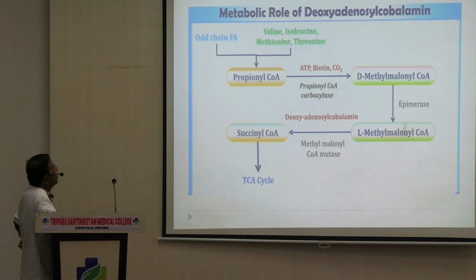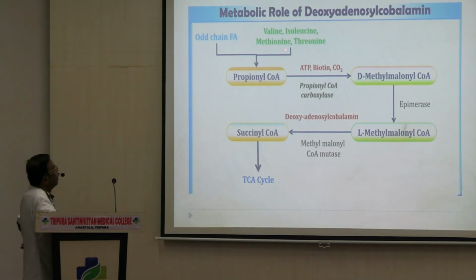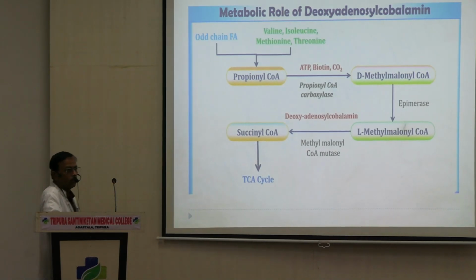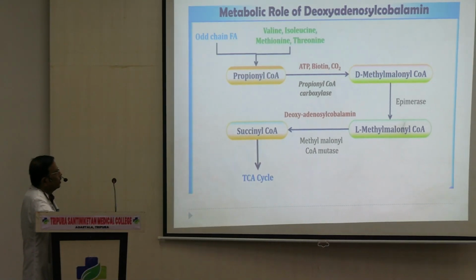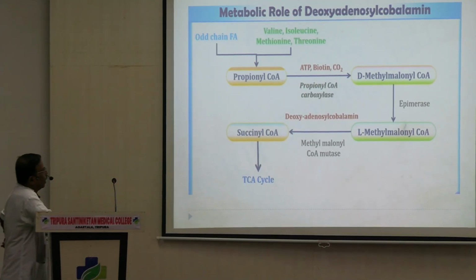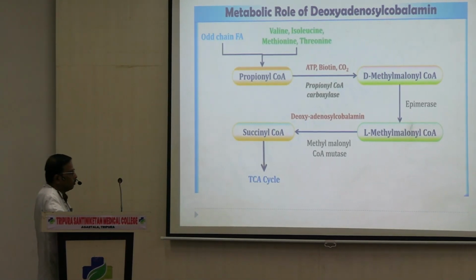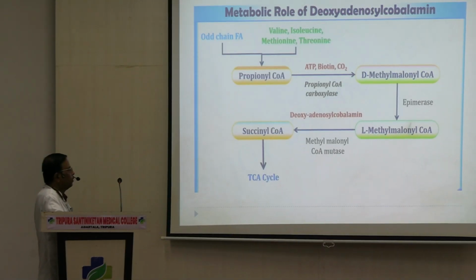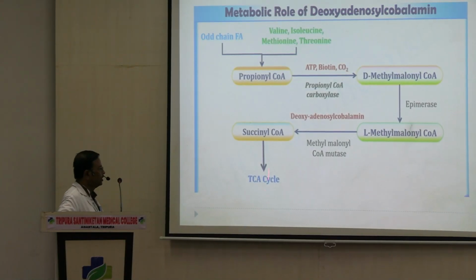Now, in case of odd chain fatty acid metabolism, and metabolism of valine, isoleucine, methionine and threonine, the 3-carbon compound propionyl CoA is formed. Propionyl CoA is converted into methylmalonyl CoA by the enzyme propionyl CoA carboxylase. This methylmalonyl CoA is converted by the epimerase into L-methylmalonyl CoA, and then again by methylmalonyl CoA mutase to succinyl CoA for further metabolism through the TCA cycle.